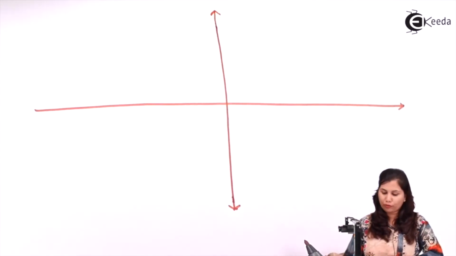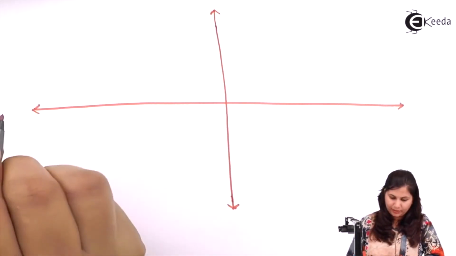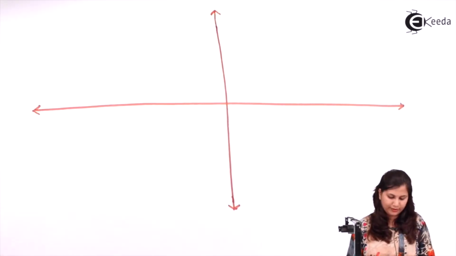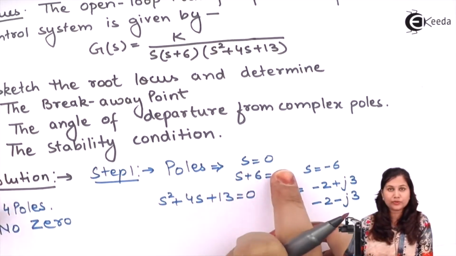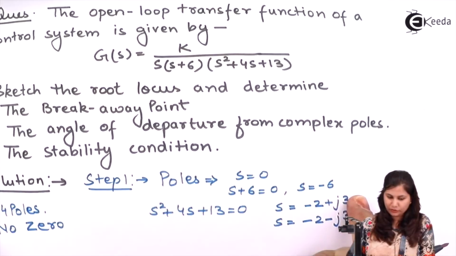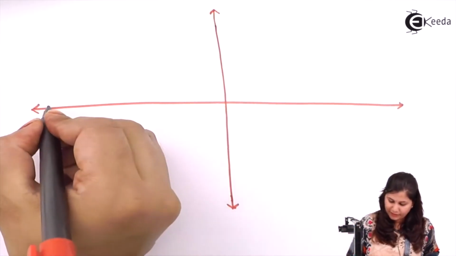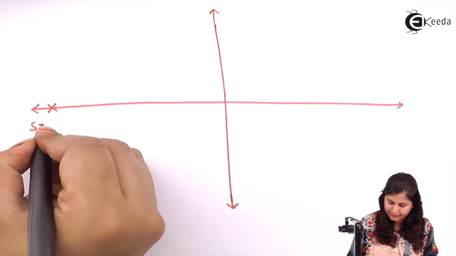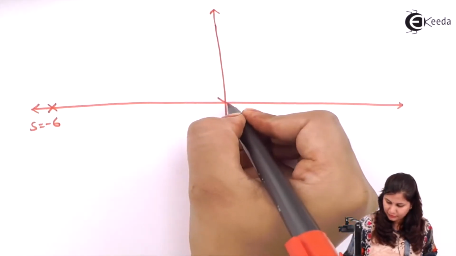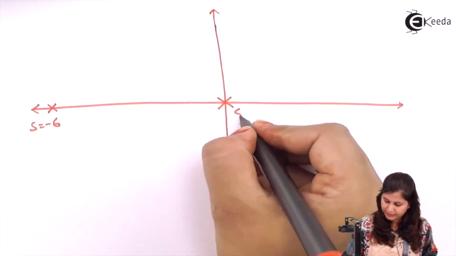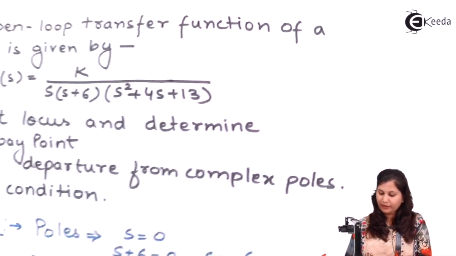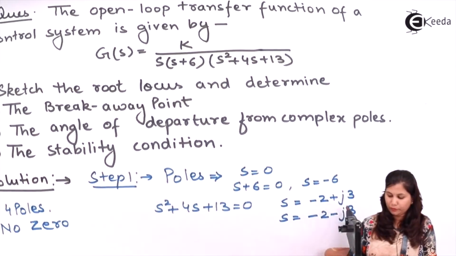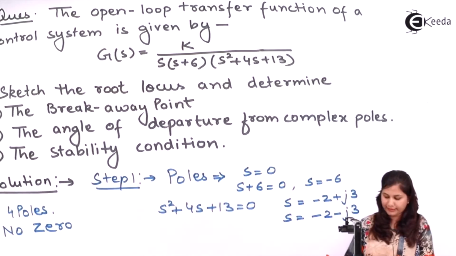We are having 4 poles. First was s equals to 0, then second was s equals to minus 6. So we are having s equals to minus 6 here. Then we have s equals to 0 here as a pole. And then we have 2 complex poles, minus 2 plus 3j, minus 2 minus 3j.